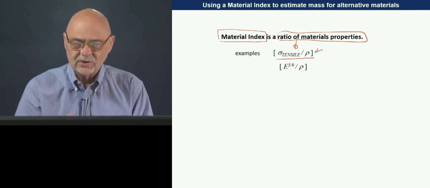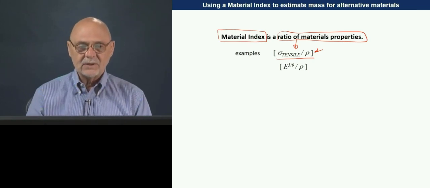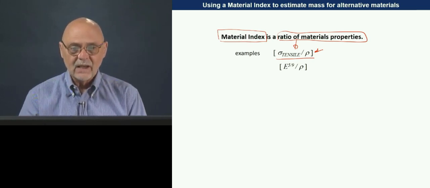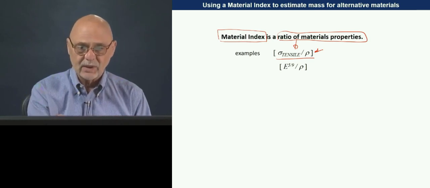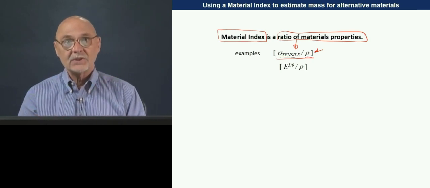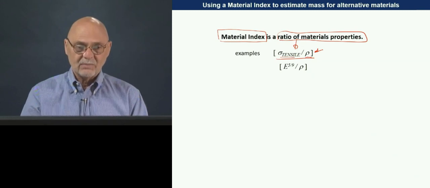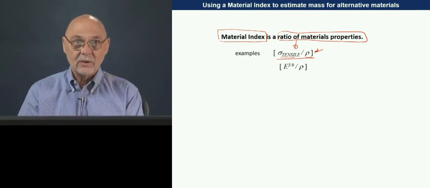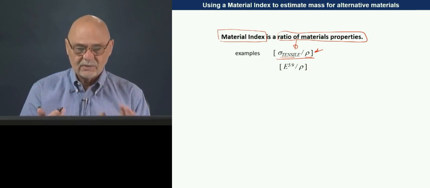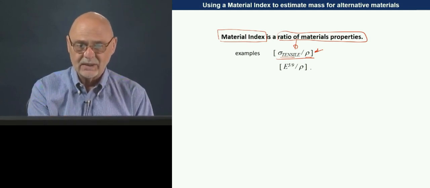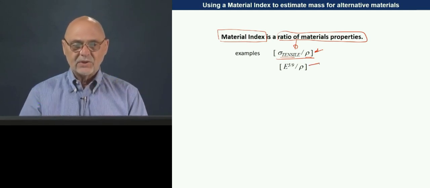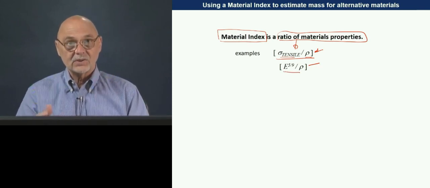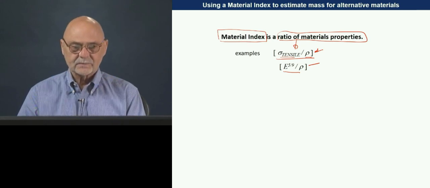So here is a material index between tensile strength and the density of the material. Okay. So to get a numerical value for this, we'd plug in the values, say for steel, and come up with a number. We could plug in the properties for carbon fiber reinforced plastic, and we get a different number. Okay? So we'll see how we use those numbers in a minute. But here's another material index. This would be one using Young's modulus and density, so it's a stiffness related one.